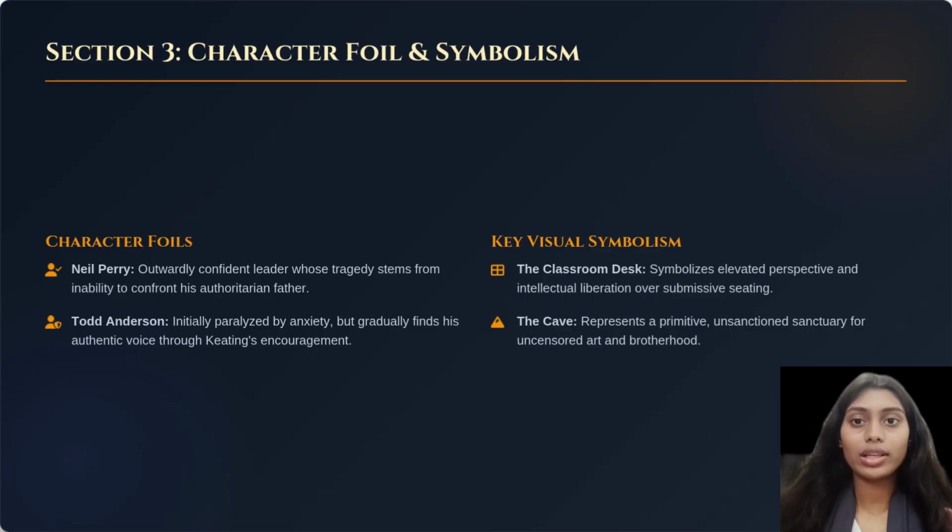Neil Perry and Todd Anderson serve as powerful character foils. Neil starts out outgoing, passionate, and confident, yet he remains trapped by his father's strict control. In contrast, Todd begins as deeply insecure and quiet, but gradually finds his voice through Mr. Keating's guidance. The film also uses key symbols to reinforce these journeys.